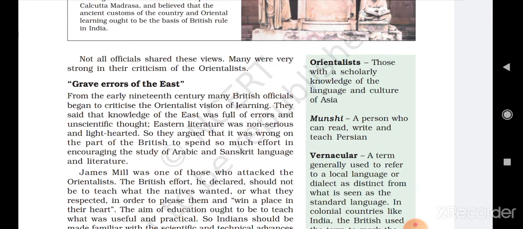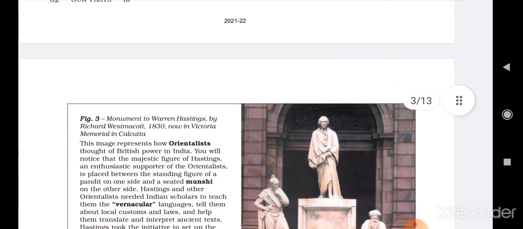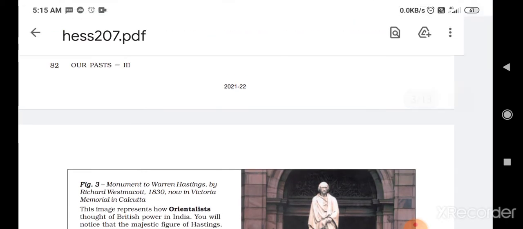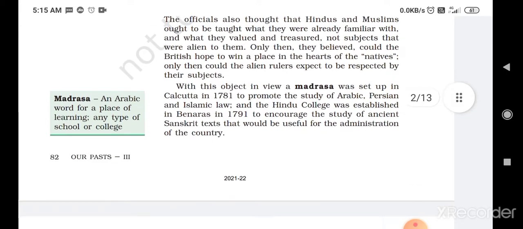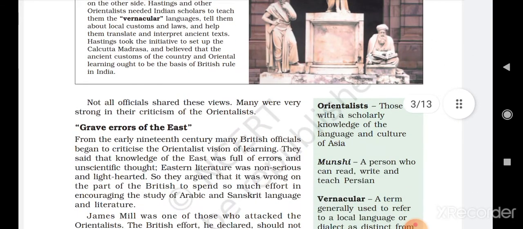Basically, at that time, as we have studied earlier, Orientalists were saying that we should promote Indian education everywhere, so that as Indian natives, we would be able to make a place in the hearts of the natives, right? But in spite of that, there was a lot of opposition towards this thought. And we are going to learn that opposition in Grave Errors of the East.